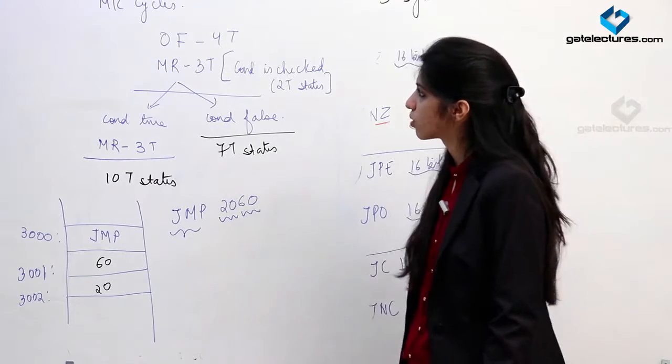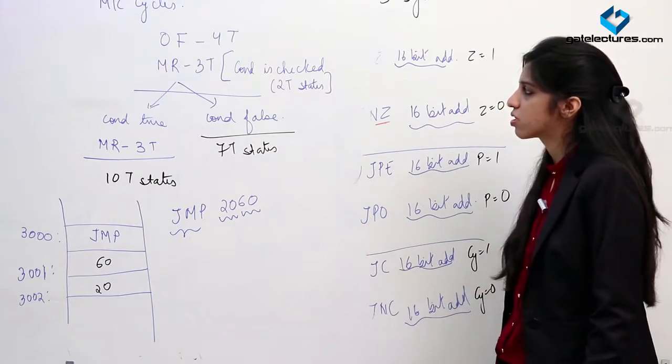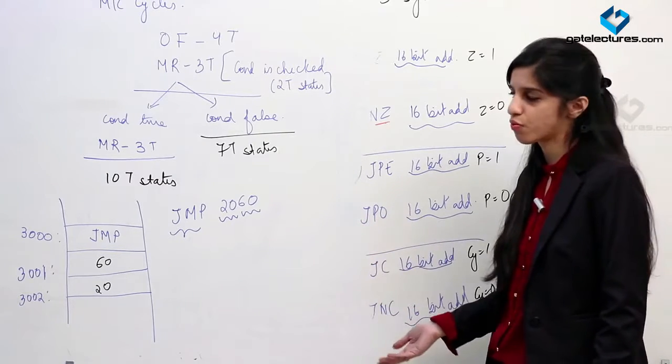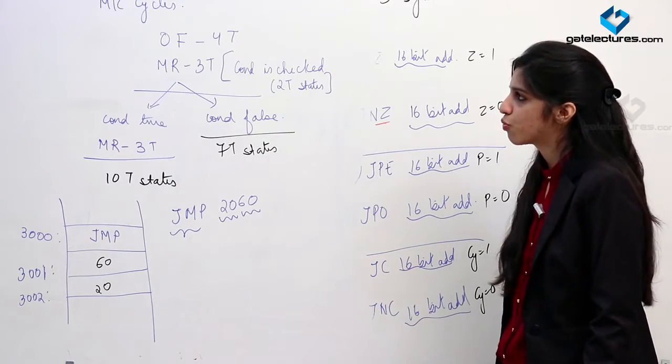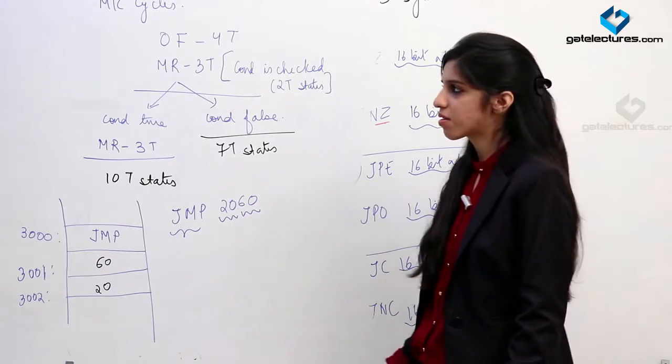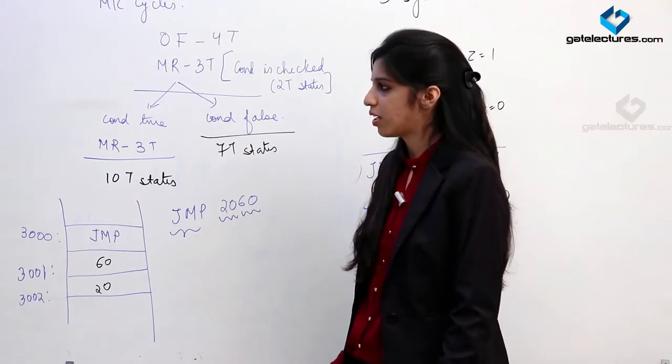For now you can just note the machine cycles of conditional jump are going to be 7 T if the condition is false and 10 T if the condition is true. Now we are going to look at some looping and timing delay modules.